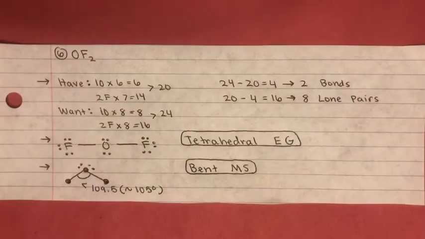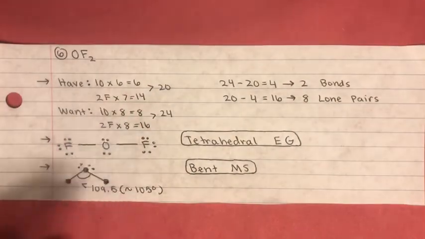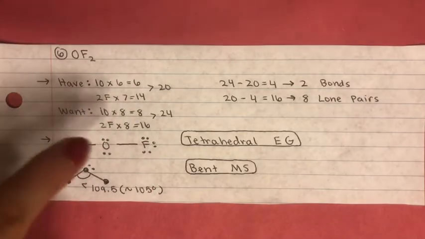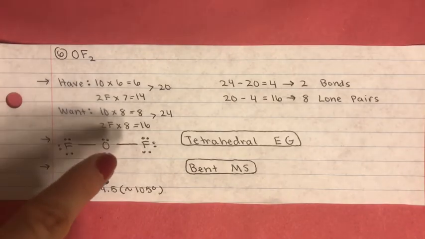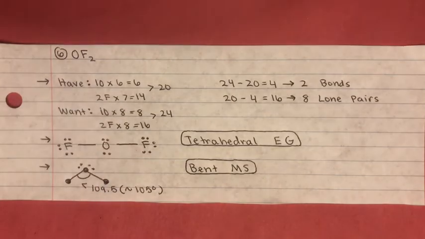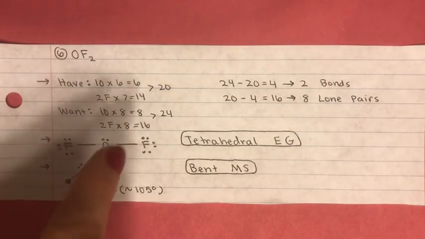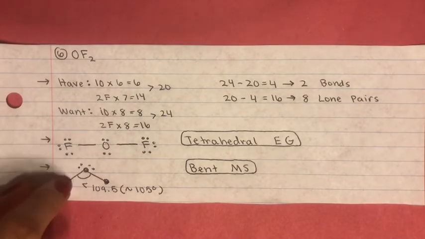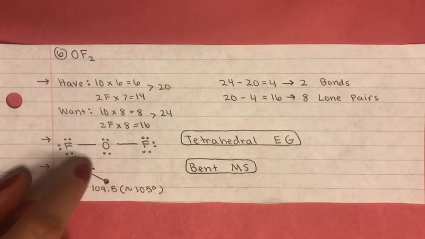Last but not least is example number 6, OF2. OF2 has 2 bonds as well as 8 lone pairs. Here's the electron geometry drawing of OF2, where oxygen is surrounded by 2 fluorines. Now, as you'll see, the center atom is surrounded by 2 lone pairs as well as 2 bonds. This is going to make the electron geometry tetrahedral because the center atom is surrounded by 4 groups. 1, 2, 3, 4. The molecular shape, on the other hand, is going to be bent because the center atom is surrounded by 2 other atoms as well as 2 lone pairs.